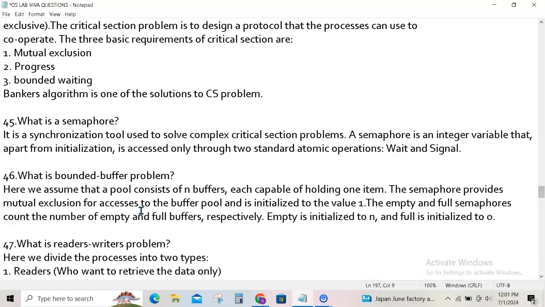Next, what are semaphores? Semaphores are synchronization tools that help to solve this critical section problem. Semaphores are integer variables that, apart from initialization, can be accessed only through two standard atomic operations, wait and signal.